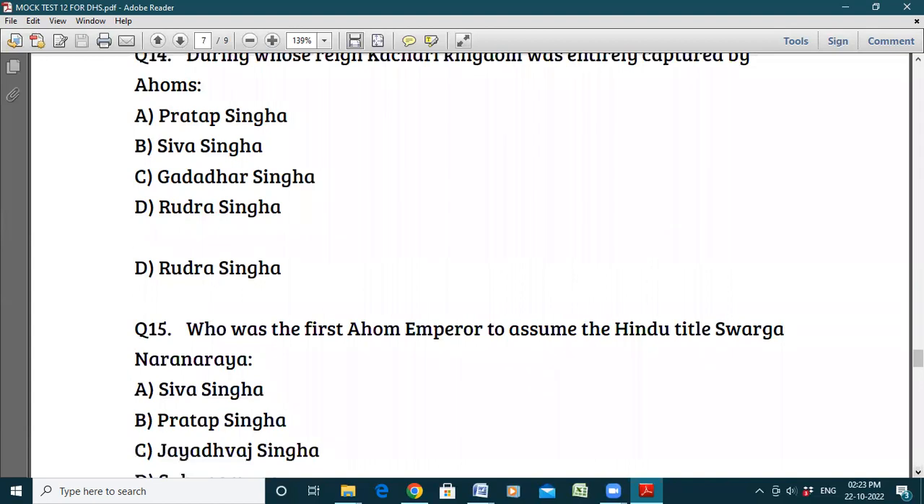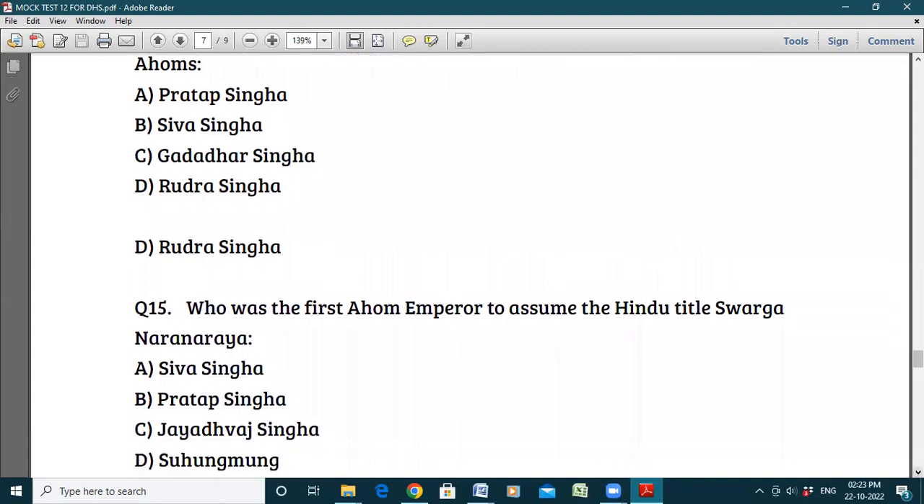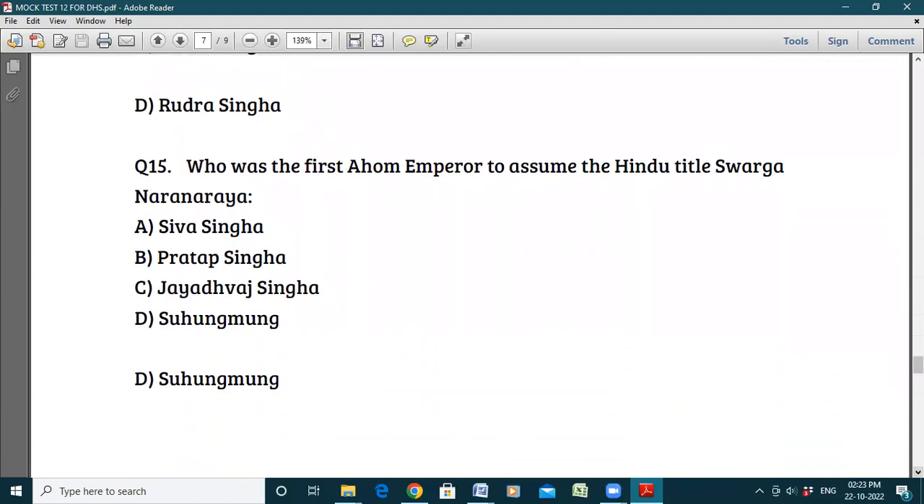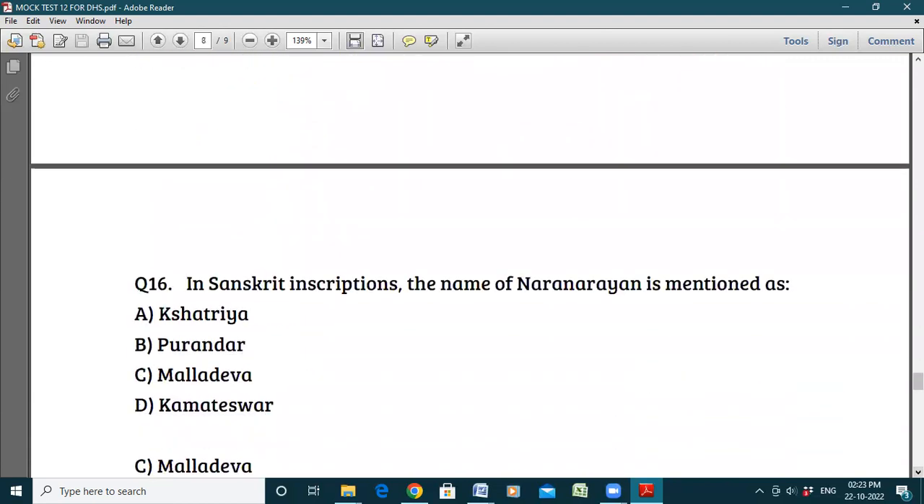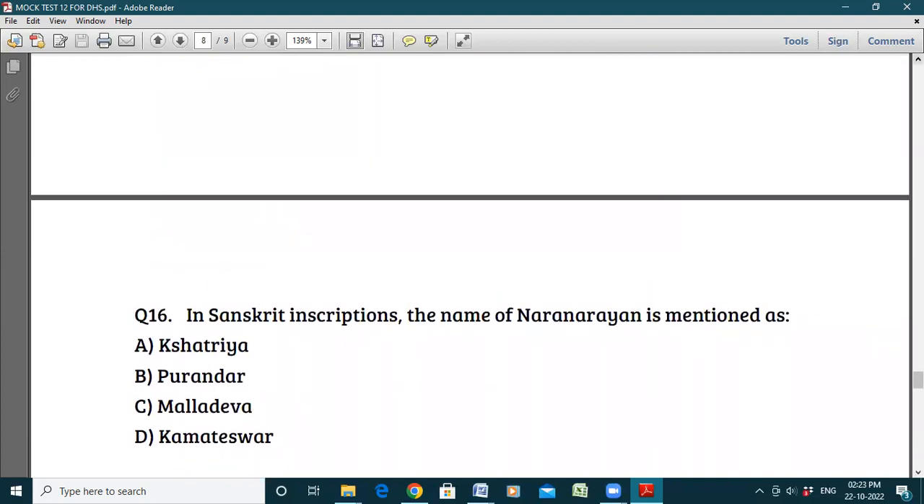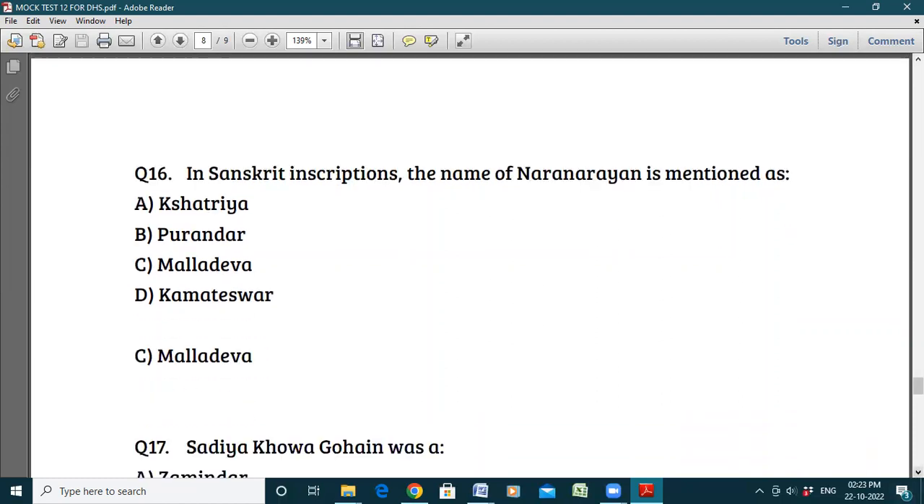Then question number 15: who was the first Ahom emperor to assume the Hindu title Swarganarayan? It was Suhungmung, option D is the correct answer. Question number 16: in Sanskrit inscriptions, the name of Naranarayan is mentioned as what? The answer is option C, that is Malladeva.